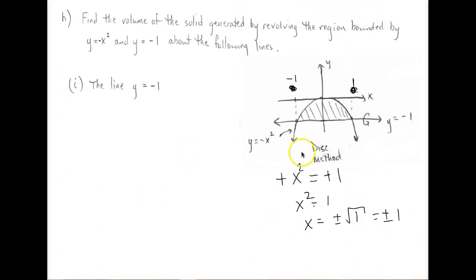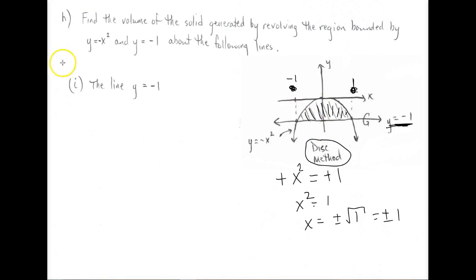The next thing that we note here is that since the axis of rotation is the line y equals negative 1, and the area that's bounded in between the two curves has no gap in between it, this is why we're using the disk method.